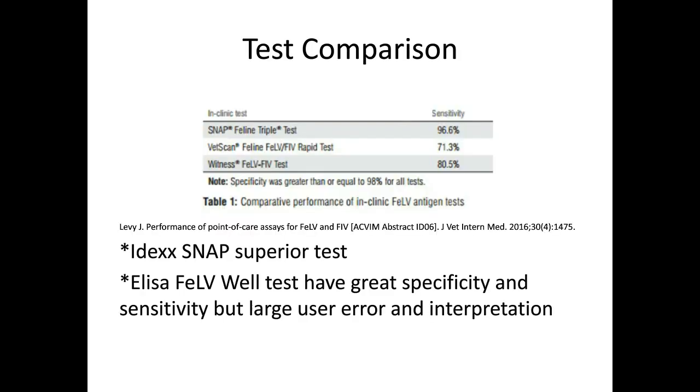So this is a test comparison that was done, and it showed that the IDEXX SNAP test was very superior compared to the other tests for picking up and being accurate for FeLV and FIV testing. We do use the SNAP test based on this information. The other tests are pretty decent, so you could use those, but just to know that the best one out there currently studied is the IDEXX SNAP test.